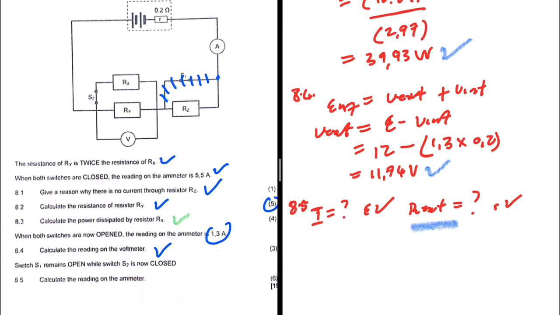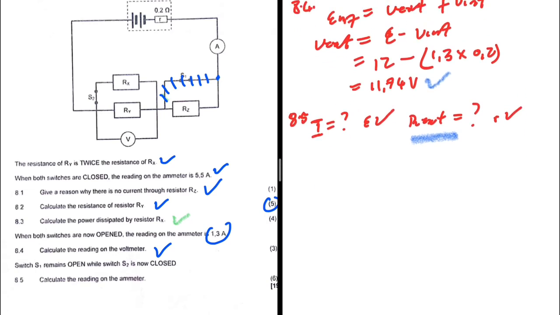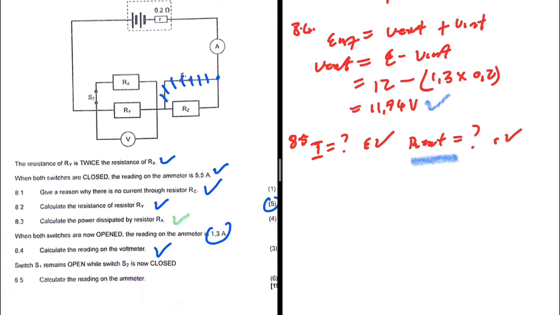R external, we have Rx and Ry. That which we don't have is Rz. So the question is forcing us to find Rz first. How can we find Rz? Well, we have the reading on the ammeter when both switches are open. So essentially, let's take a look at that case. That case will allow us to find Rz. Okay, and then we also have the voltage when the two switches are open. So take a look at this.